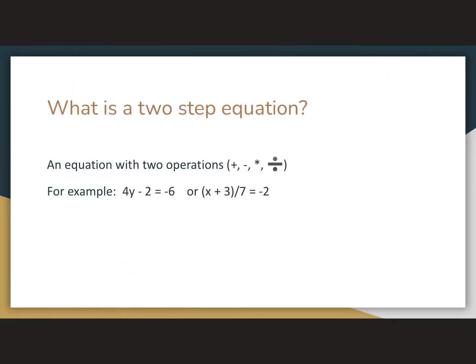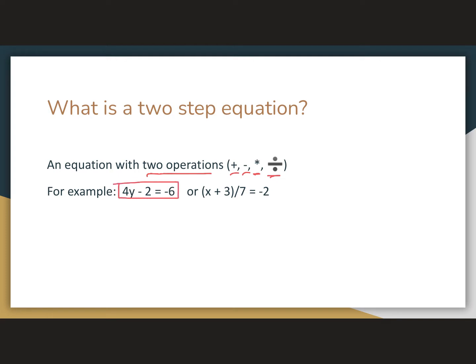Two-step equations. So our first question, what is a two-step equation? Well, it is an equation with two operations. Operations are just plus, minus, times, or division. Those are our operations. For example, we have this equation right here that has two operations.